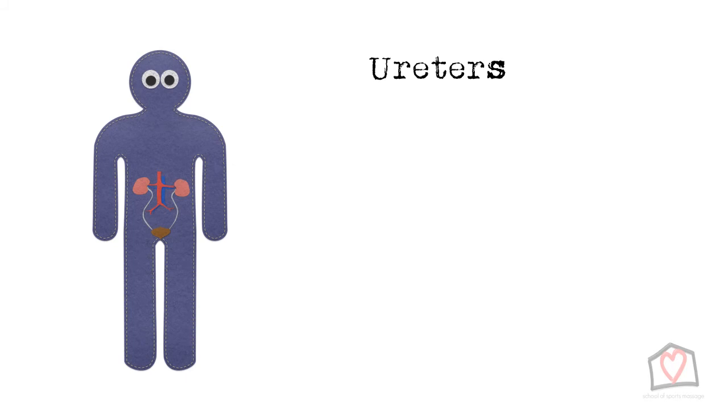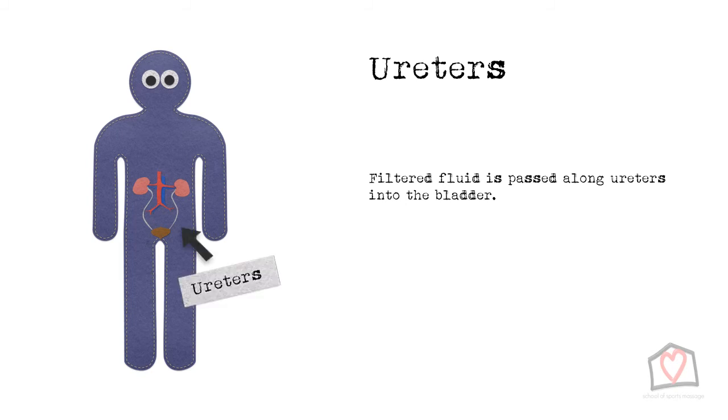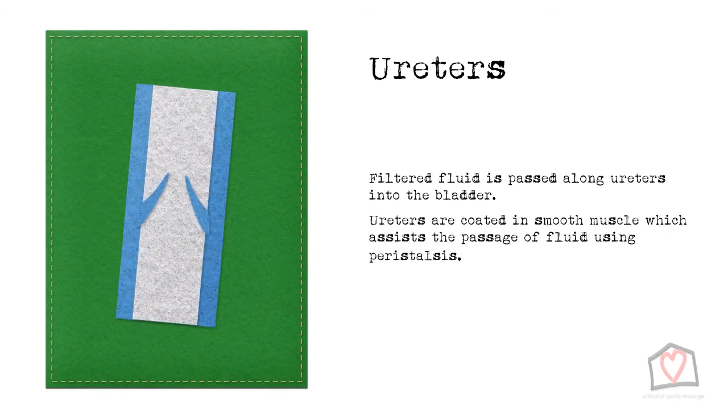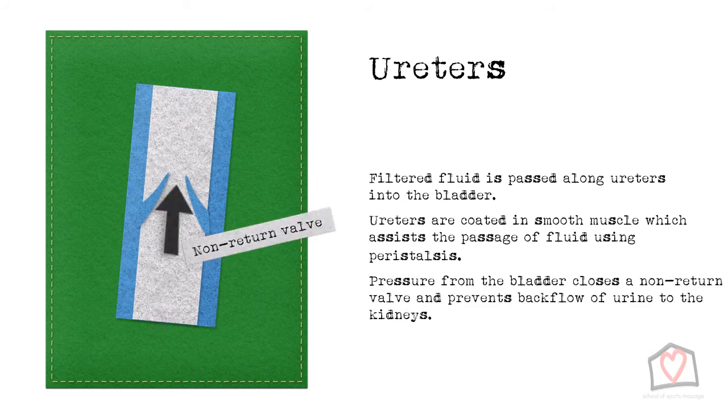Once this fluid is filtered in the kidneys, it is passed along tubes 20 to 30 centimetres in length into the bladder. These tubes are called the ureters. They are coated in smooth muscle, meaning that fluid can be assisted in its passage to the bladder by the process of peristalsis. Once the bladder starts to fill, it will increase the pressure back onto the ureters, closing a non-return valve and therefore preventing backflow of urine to the kidneys.